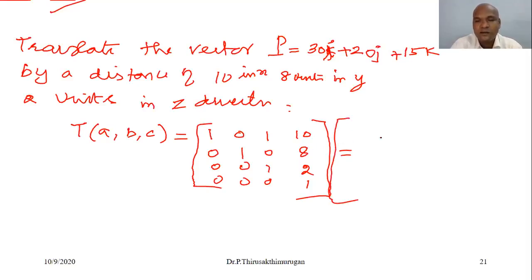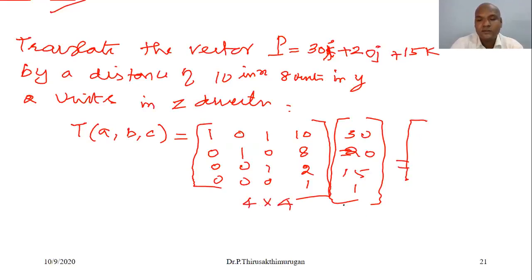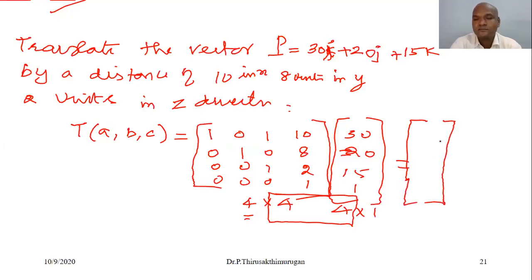Sorry, multiply by the factor, the point 30, 20, 15, 1. Then only we'll get the translated matrix. So this is 4 by 4. This is 4 by 1. So since these two are the same, we'll be getting 4 by 1. Please tell me the value of the 4 by 1.